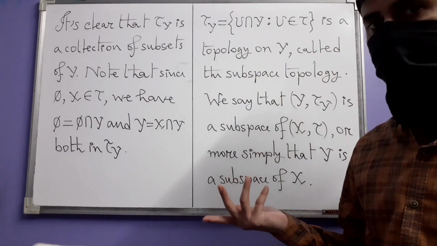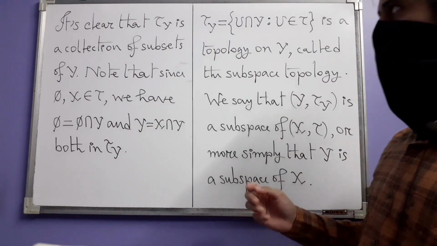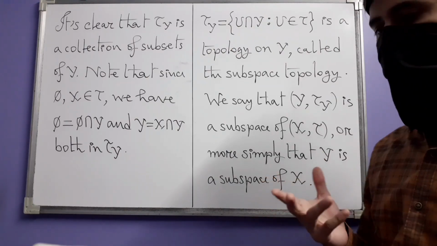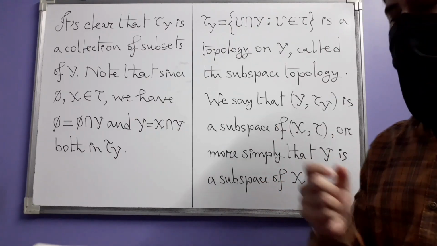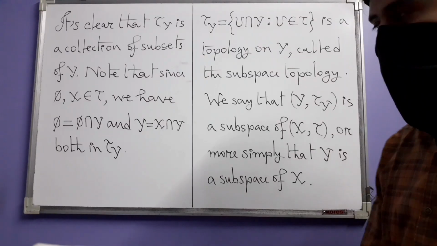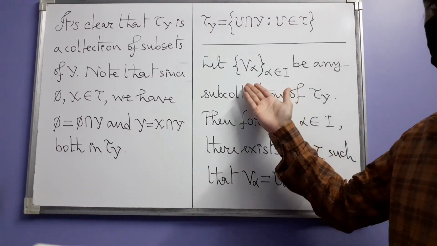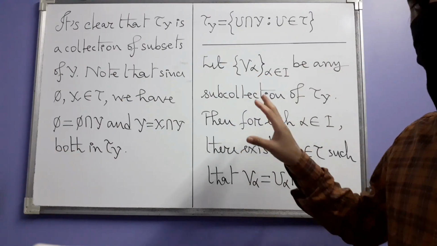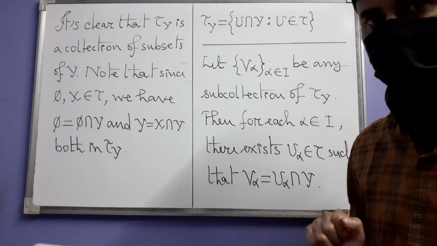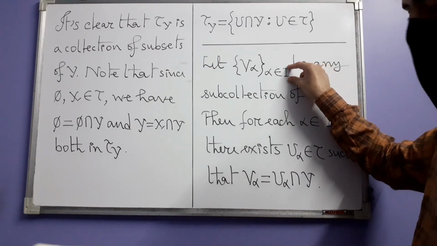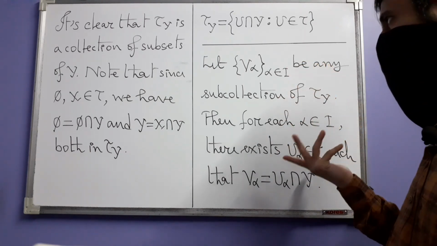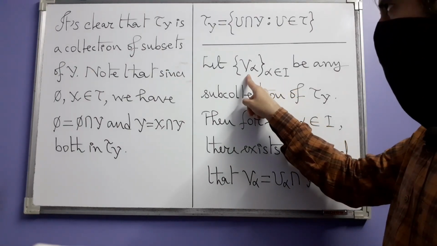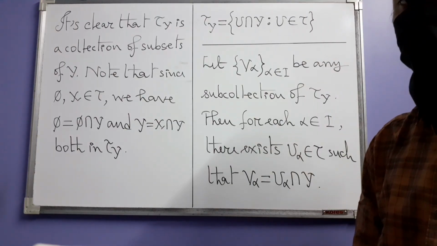Next, of course, we have to show that the union of any subcollection of tau_Y is again an element in tau_Y, and the intersection of any finite subcollection of tau_Y is again an element in tau_Y. And next we do just that. We consider a subcollection of tau_Y, this V_alpha, and we make it an indexed family, indexed by some set capital I. And you already know what this means. It just means that for each label alpha in I, V_alpha is an element in tau_Y.